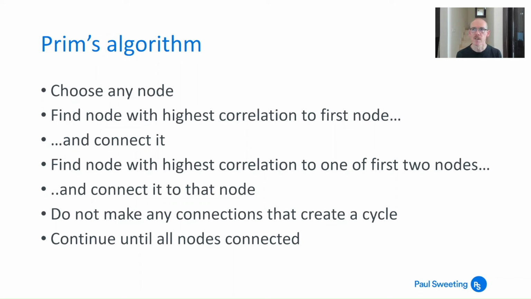And if you haven't got a fully connected tree by that stage, you go back to the start and you start working through all of the correlations that you missed out first time because you couldn't connect them. And you keep on doing that until all of your nodes are connected.